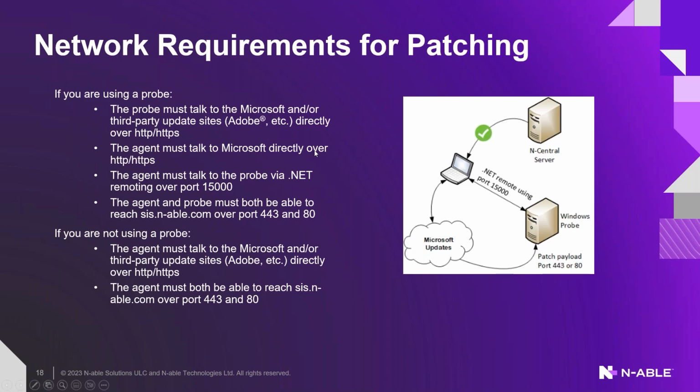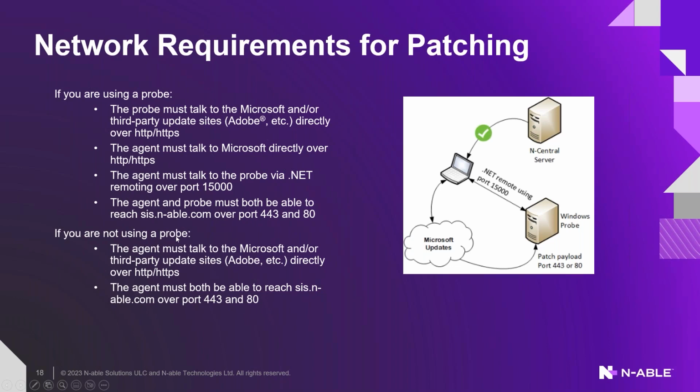The agent must talk to Microsoft directly over HTTP or HTTPS. Soon HTTPS will be the requirement. The agent must talk to the probe via .NET remoting over port 15,000. That's a typical LAN-based communication. The agent and probe must be able to reach sis.n-able.com over port 443. And today it's 80, but that will be going away soon.